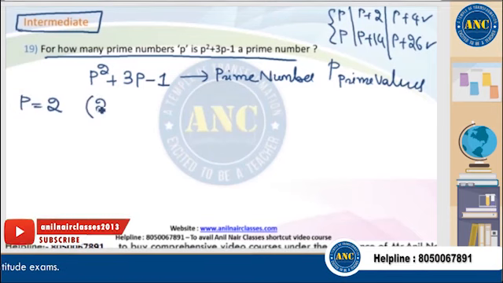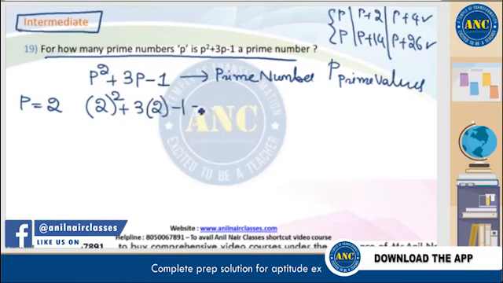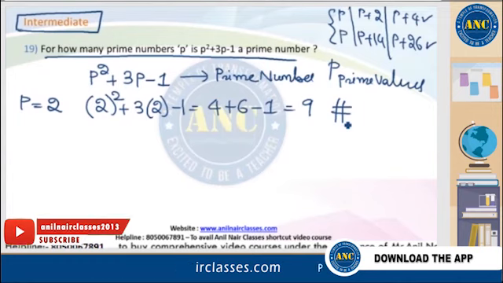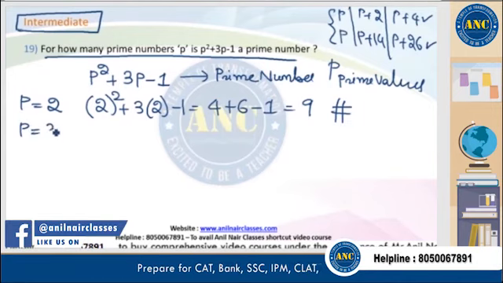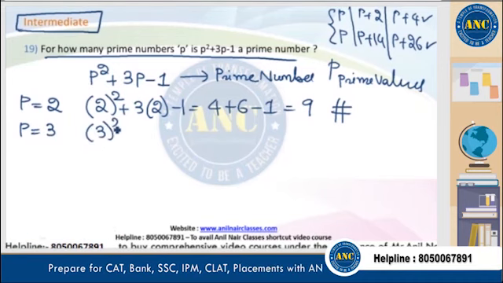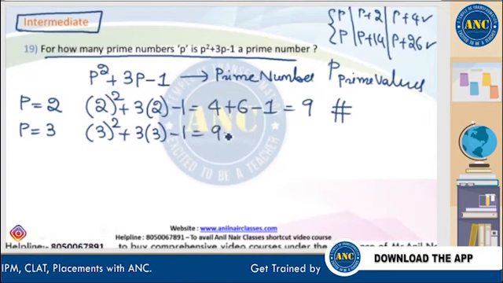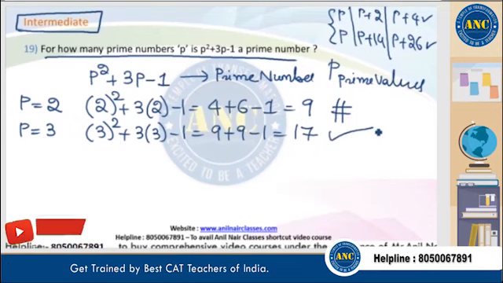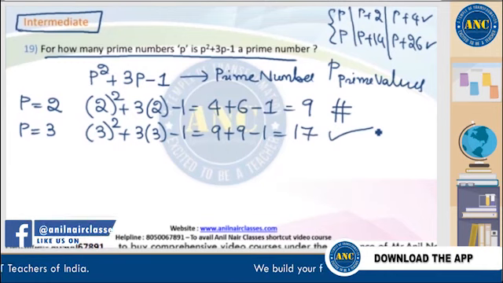If I take p value 2, this will become 2 square plus 3 into 2 minus 1. So 4 plus 6 minus 1, 10 minus 1 is 9. 9 is a composite number. If I take the next prime number, which is 3, it is 3 square plus 3 into 3 minus 1, which is 9 plus 9 minus 1. 18 minus 1 is 17. 17 is a prime number.